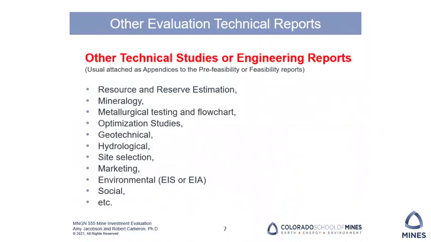As you're preparing a feasibility study, there are a lot of other technical studies or engineering reports. These are usually attached as appendices to the pre-feasibility or the feasibility report. And there'll be additional resource and reserve estimation reports, reports on mineralogy, metallurgical testings, optimization studies, geotechnical studies, hydrological studies, site selection, marketing, environmental studies, social license issues, and just a lot of different reports that go into the feasibility report itself.